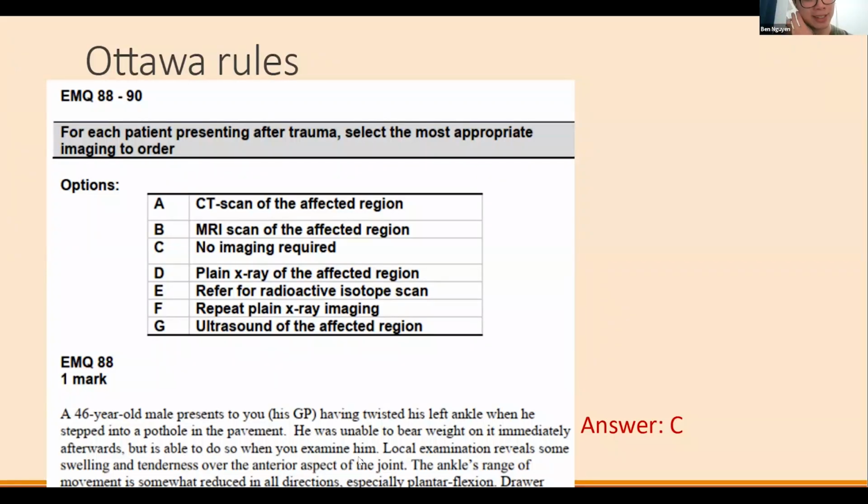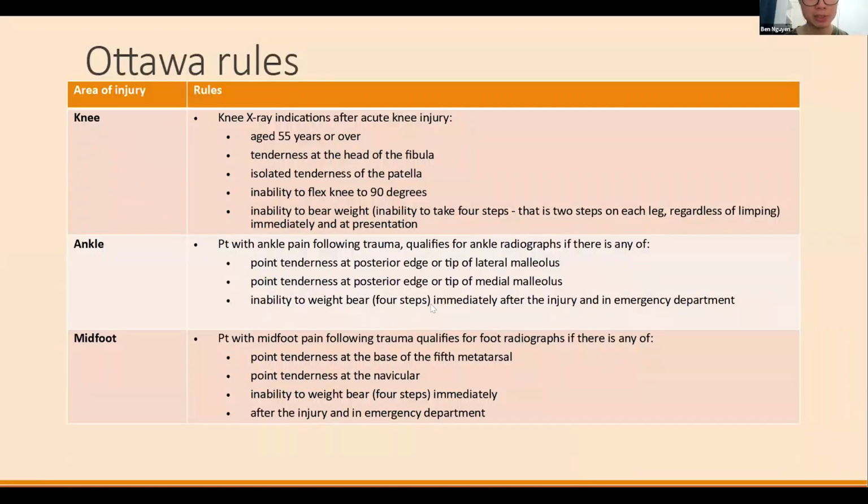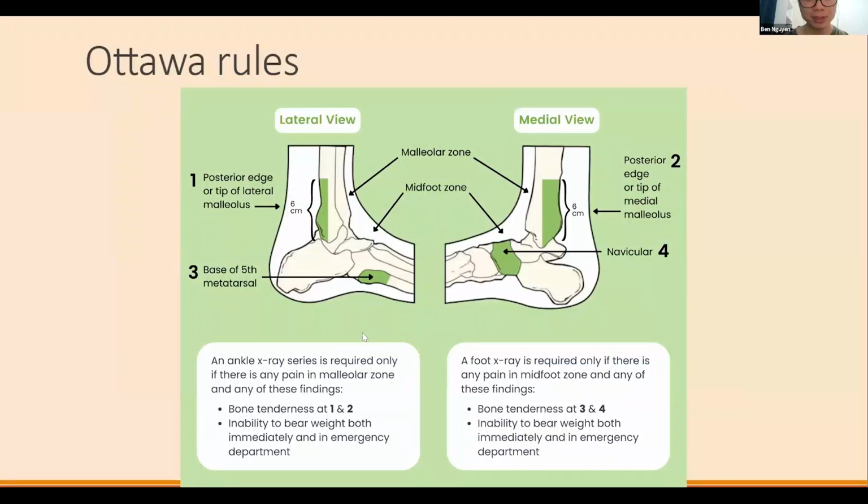And also the fact that he's able to weight bear when you examine him. If you have an acute sprain, you might not be able to weight bear immediately, but as the swelling subsides, you can weight bear. Whereas obviously with a fracture, that won't subside that quickly. So when they present to you, they're still going to be unable to weight bear, which is what that third line there says. Just a visual view of what we covered.